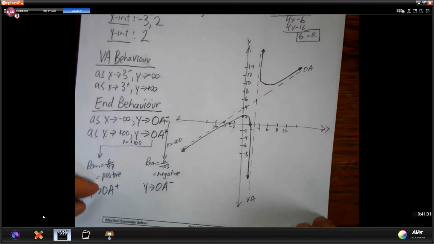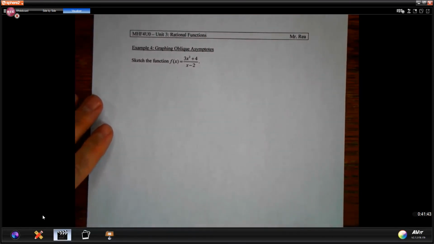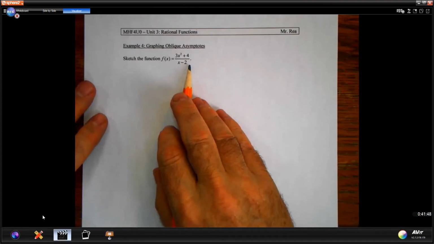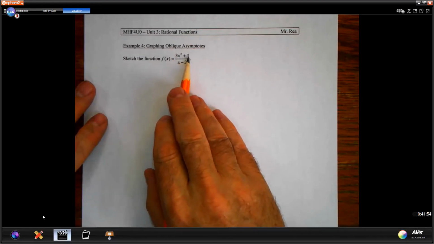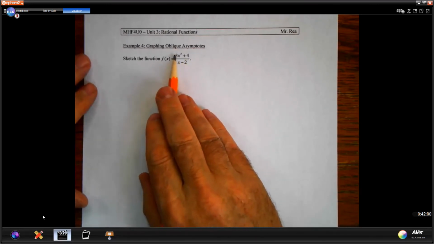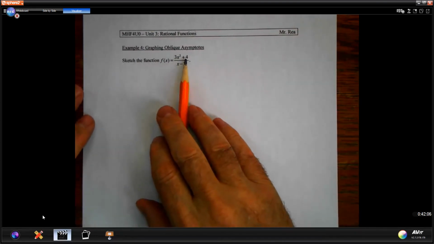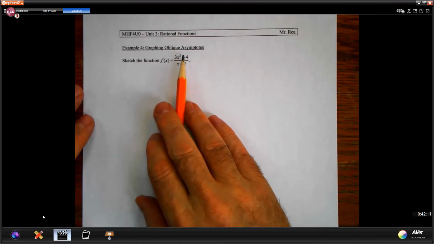Okay, last example. And this is obviously another oblique asymptote. This time our equation is 3x squared plus 4 over x minus 2. I cannot factor anything here. 3x squared plus 4 cannot factor, and it also can't equal 0 because 3x squared will always be 0 or positive, and this is always 4, so the lowest this could ever be would be 4. Okay, so I can't actually get zeros here.